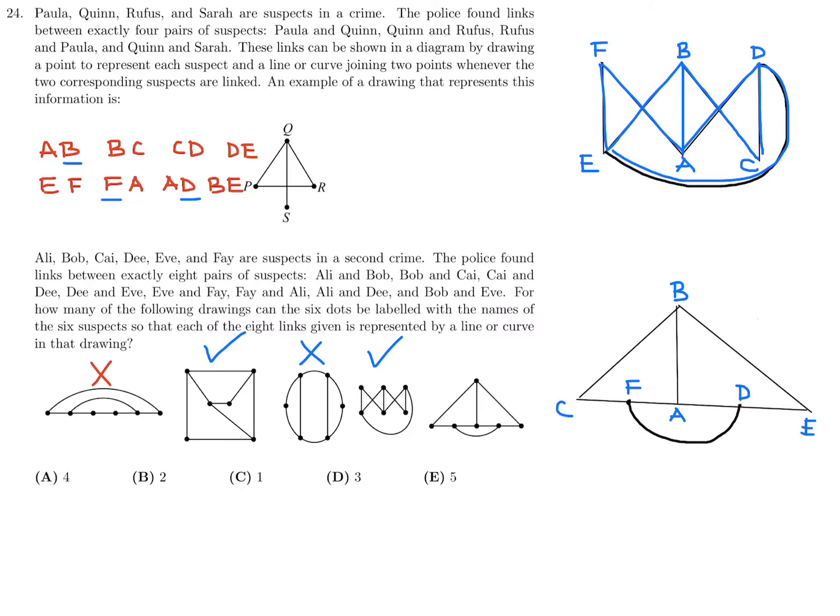Okay, A joins to B, B to C, okay, C to D, yeah, if you go straight like that, D to E, yes, E to F, yeah, if you go straight there, F to A, right there, A to D, right there, and B to E. Perfect. But as always, are there any extra links?